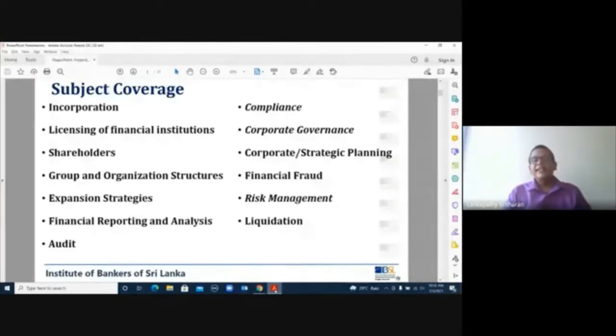Subsequent to the audit, we will move to compliance. If you work in banks and financial institutions, you may have heard about the compliance function. We will discuss the compliance function and the role of the chief compliance officer, etc. Then we will move to corporate governance, which is one of the emerging and very vast topics, and also an important topic from the exam point of view. So we will discuss it.